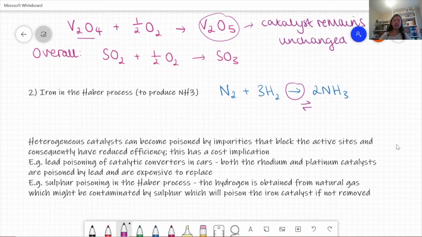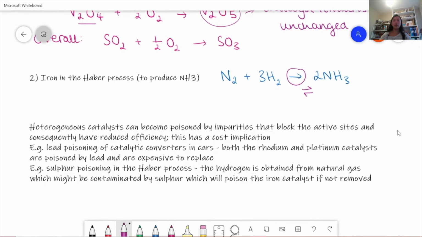And also we need to know about the poisoning of these heterogeneous catalysts. They can become poisoned by impurities that basically block off the active sites of these catalysts, and consequently they reduce efficiency, and this has a cost implication. So these are two examples that we have to memorize. The first is that we get lead poisoning of catalytic converters in cars. Both the rhodium and platinum catalysts are poisoned by lead, and they're really, really expensive to replace.